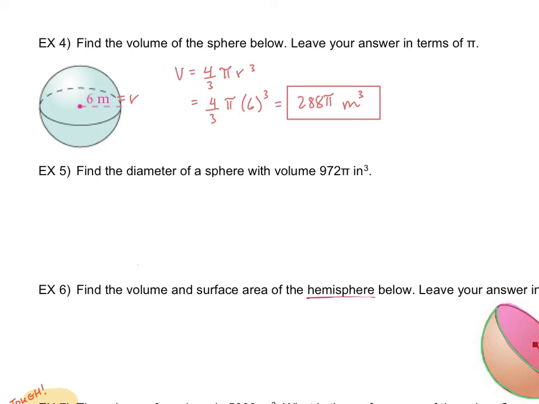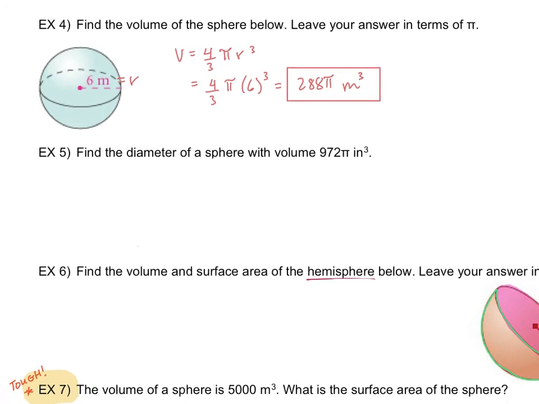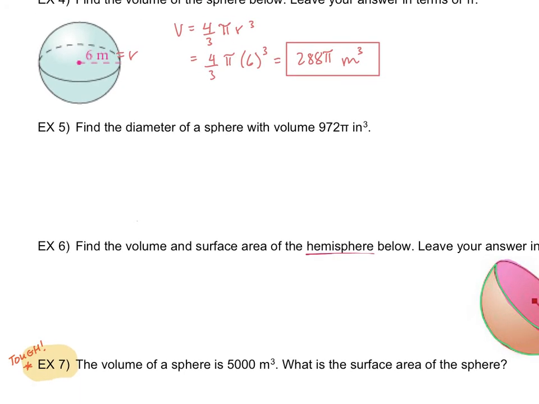Now, keep in mind, even though we are using these formulas, we might not always be finding what the volume is or what the surface area is. We might be asked to find possibly what the radius is or the diameter. So that's going to require a little bit of algebra skills from us and a little bit of manipulation. And that's a little bit of a preview of what we're going to see in number 5. So number 5 asks for finding the diameter of a sphere with a volume of 972 pi inches cubed.